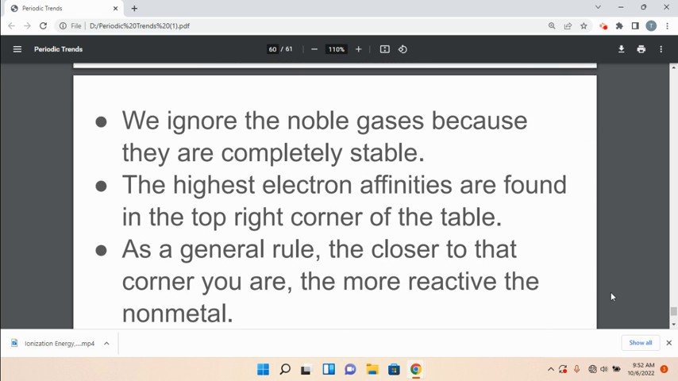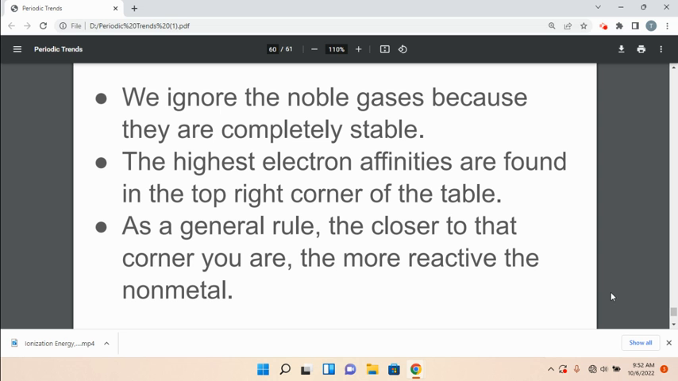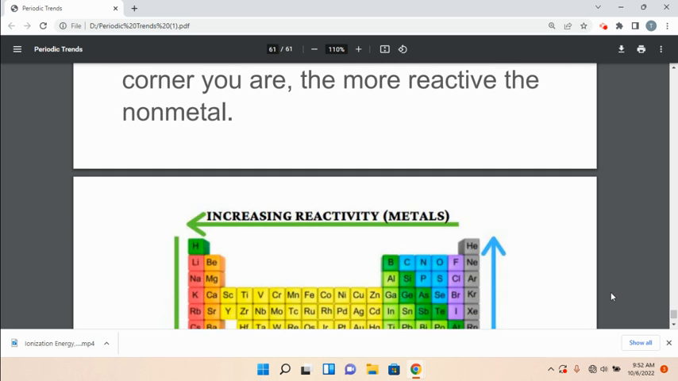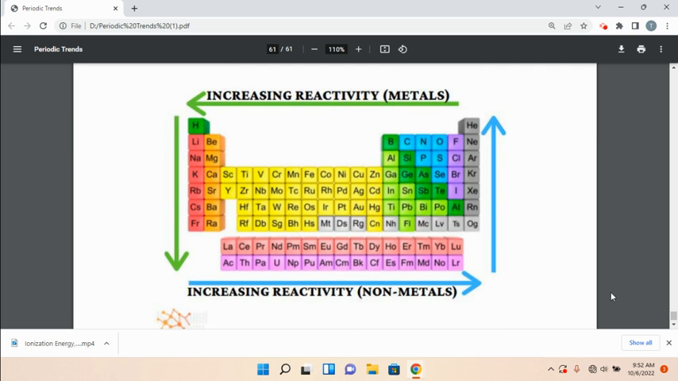So again, ignoring noble gases because they're completely stable and they don't react with anything. The highest electron affinities are found in the top right corner of the table. As a general rule, the closer you get to that corner, the more reactive the non-metal will be. So in terms of arrows, if you're looking at your metals, you're going to the left and down. That's where your reactivity increases.